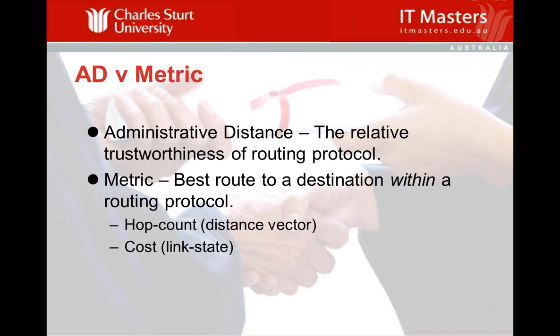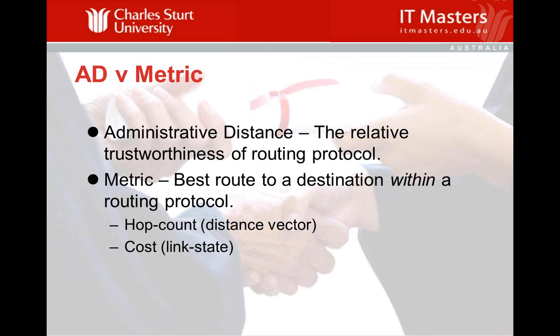So all of those routes, as they come in, are assigned a metric. Now, the metric can be a hop count, which it is in the case of RIP, so that's a distance vector protocol. Let's go this distance, this many hops, so distance, and the vector is how many hops. And then other routing protocols like OSPF use cost.